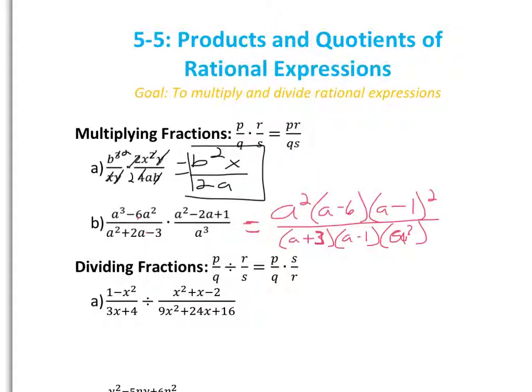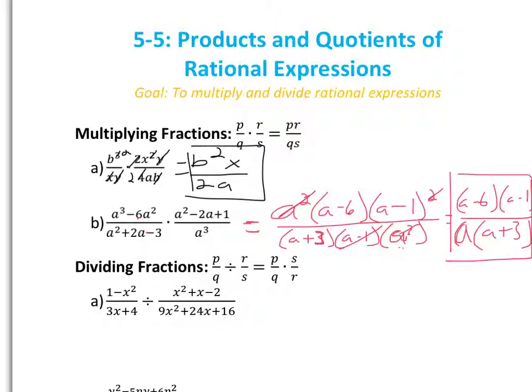So now we can just cancel out anything that's common. We could take 2 a's away on top, 2 a's away on bottom, so you're left with 1 a. Take an a minus 1 out on the bottom, a minus 1 out on top. And we're left with a minus 6 times a minus 1 over a, we've got 1 a left right here, times a plus 3. And you're all finished.